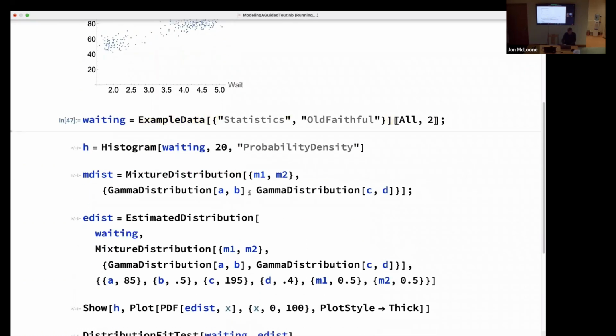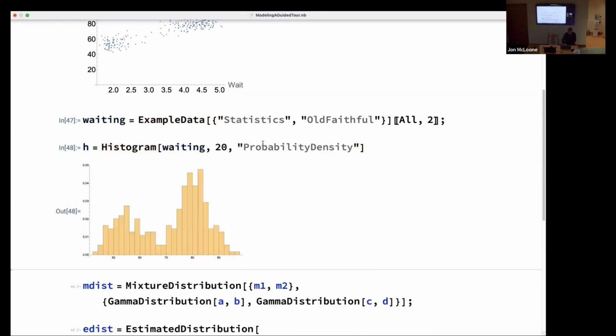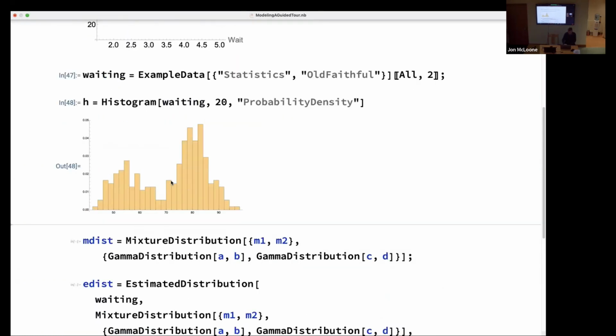So I'm just going to get that waiting data and make a plot of just the wait times. And putting them into bins, we get a sense now that a lot of the time you don't wait very long. But if you don't see it after about 60 minutes, you'll probably wait until more like 80 minutes before you see it. And then there's a whole bunch more.